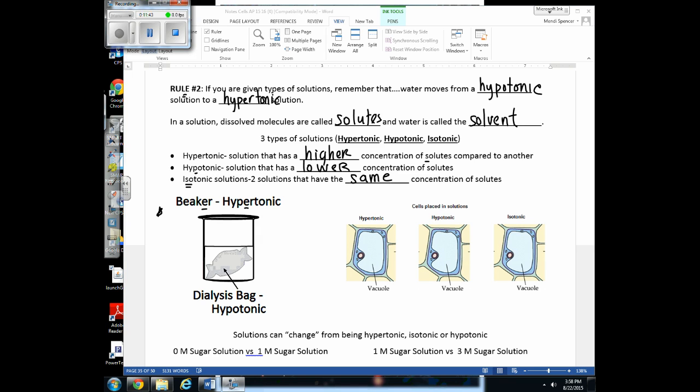So the question is, if water is the only molecule that can move through the dialysis tubing, in what direction is there going to be a net flow of water? Apply that rule. Water moves to the hyper party. So the outside is hypertonic, the inside is hypotonic. Water is going to leave the dialysis tubing.